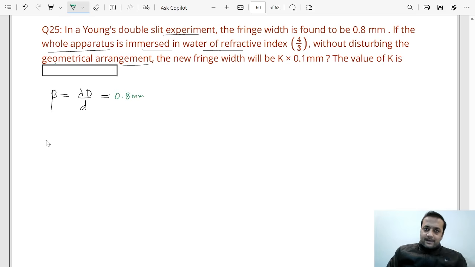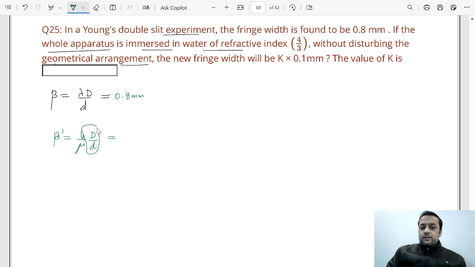Now when the whole apparatus is dipped in a medium of refractive index mu, lambda goes down by a factor of mu. So the new lambda will become lambda upon mu. Capital D will remain unchanged and small d will remain unchanged. So this will be the new fringe width. You might recall that fringes compress, because the width of the fringe decreases as you get an extra factor of mu in the denominator.